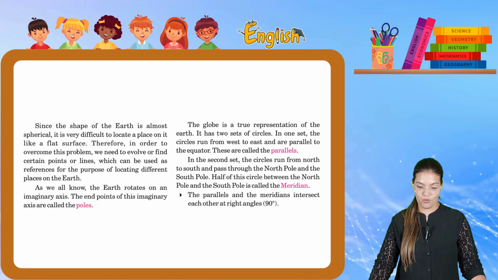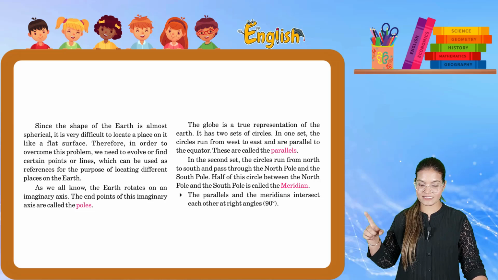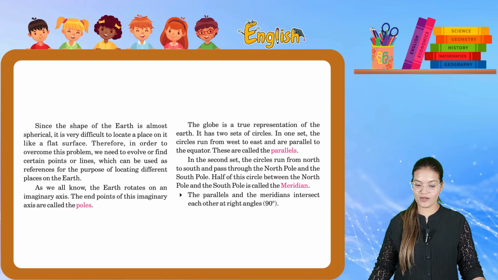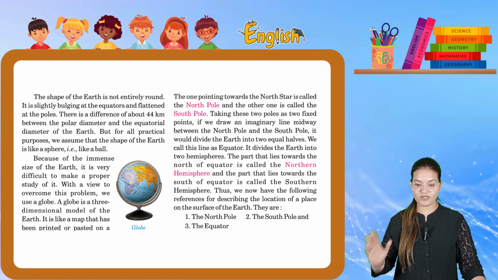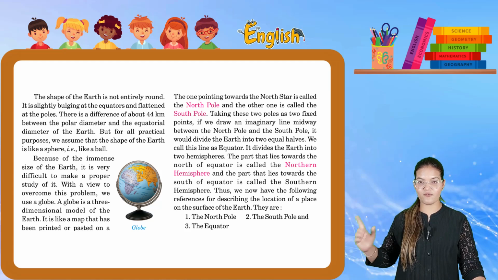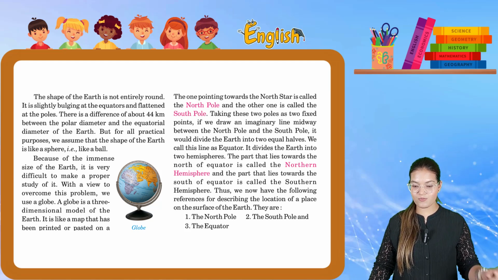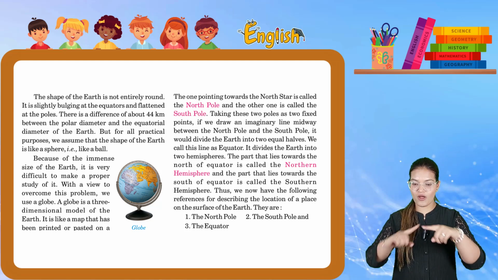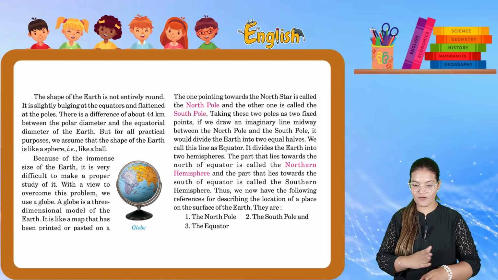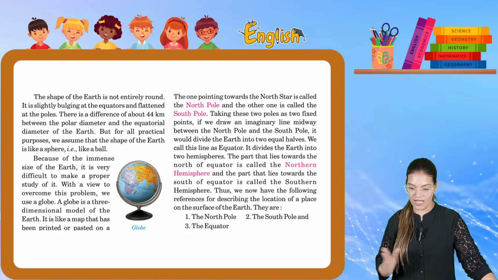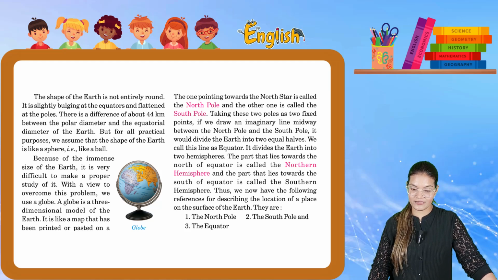As we know, the earth rotates on an imaginary axis. The end points of the imaginary axis are called the poles. The one pointing towards the north is called the North Pole and the other one is called the South Pole. Taking these poles as two fixed points, if we draw an imaginary line midway between the North Pole and South Pole, it would divide the earth into two equal halves. We call this line the equator.